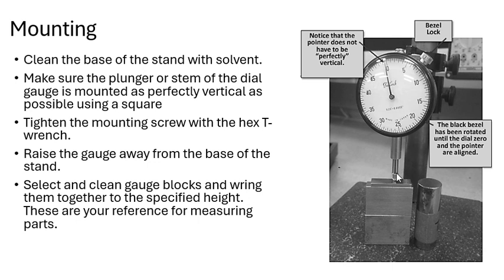First, we clean the base of that stand with solvent in the lab. Then you're going to make sure that the plunger or stem of your dial gauge is mounted as perfectly vertical as possible. Of course, we're going to use a square to get our 90-degree stand. And you're going to tighten the mounting screw with your hex T-wrench. And then you're going to raise the gauge away from the base of the stand.